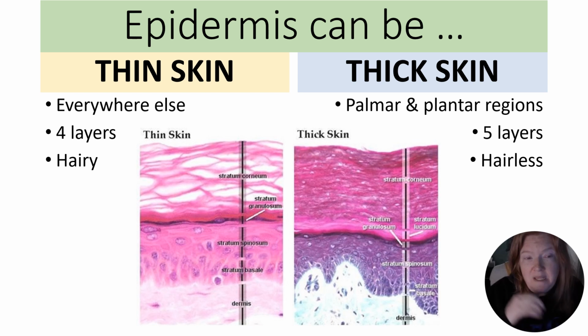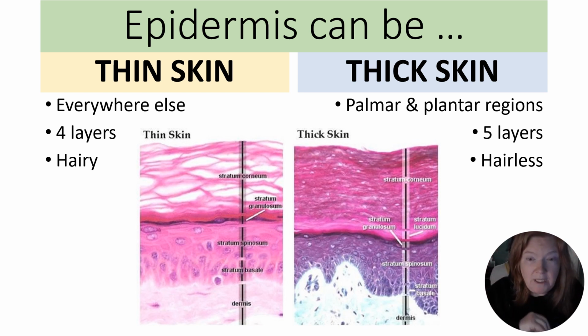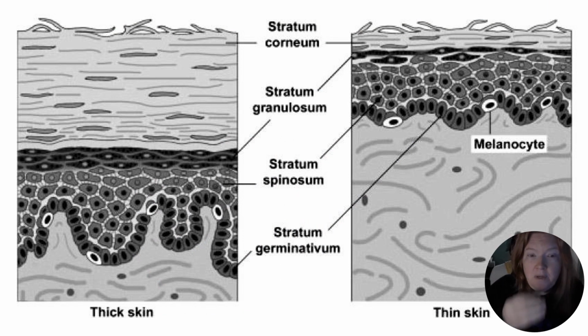Now, the epidermis can be thin skin or thick skin. So thin skin is literally almost everywhere. It has 4 layers and it can have hair. Thick skin is found in your palmar and your plantar regions only, and it is 5 layers and hairless. So here's the difference between thin skin and thick skin. If we look at these side by side, you can see obviously thick skin having more layers, and it actually has an additional layer, which we will talk about.